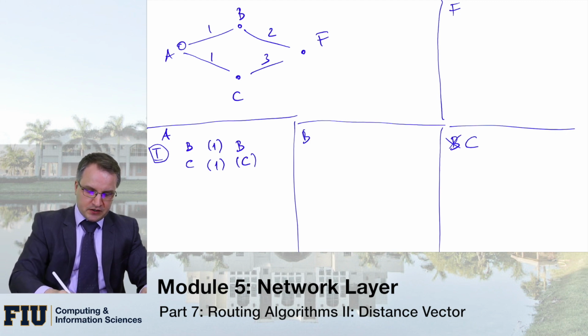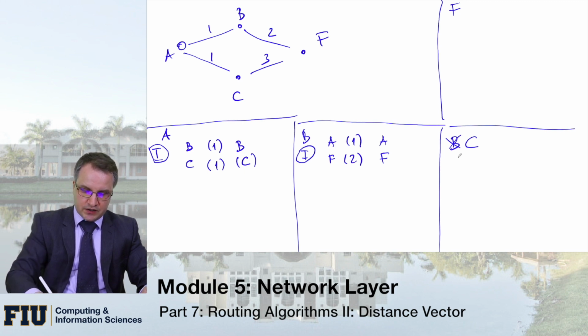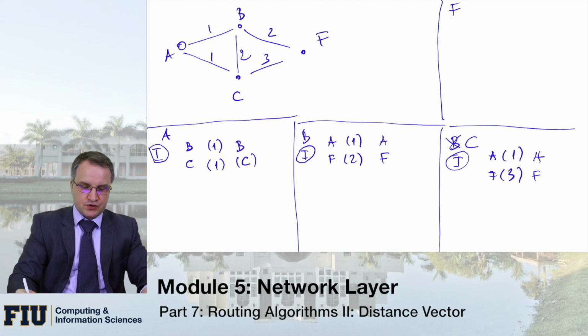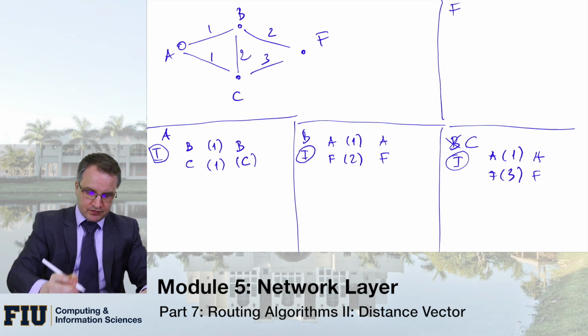From the perspective of B, I'll just try to quickly write: A 1 A, F 2 F, and that would be iteration 1. From C, again iteration 1: A 1 A, and F 3 F. And for the fun of it, I'll add an additional link and say it's also 2.